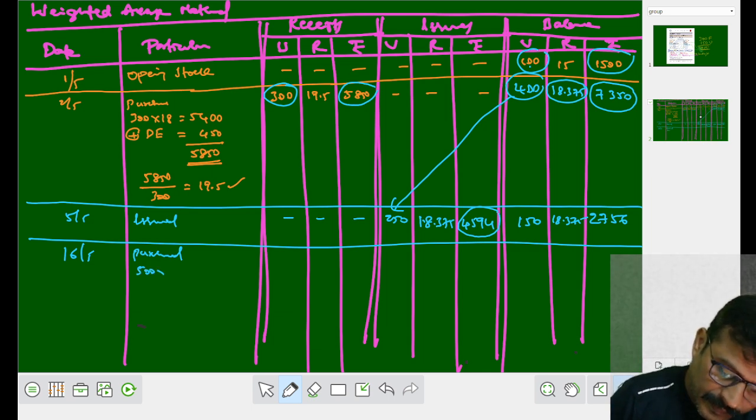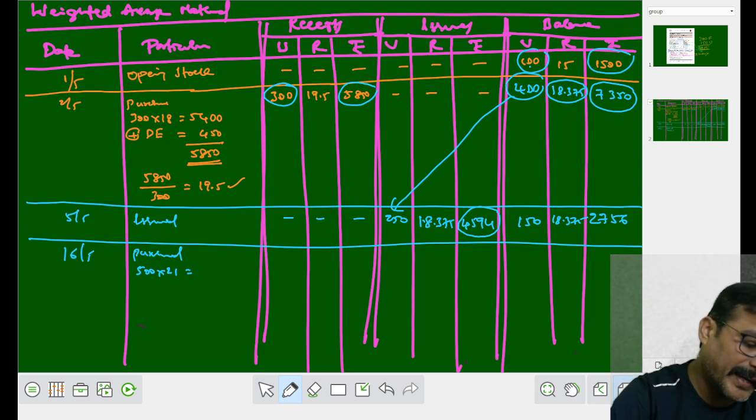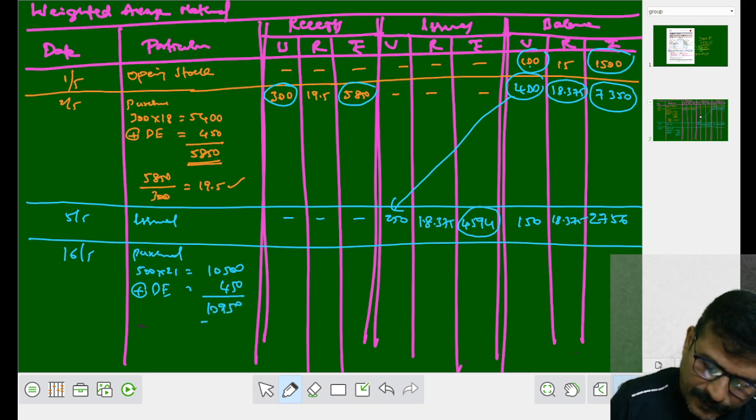500 into 21. Use a calculator and work out. I am using the calculator here, my dear student. Please use a calculator and work out. 500 into 21, it comes to 10,500. For this we have to add direct expenses. How much direct expenses? 450. That comes to 10,950. For that 10,950, you divide it by how many units?